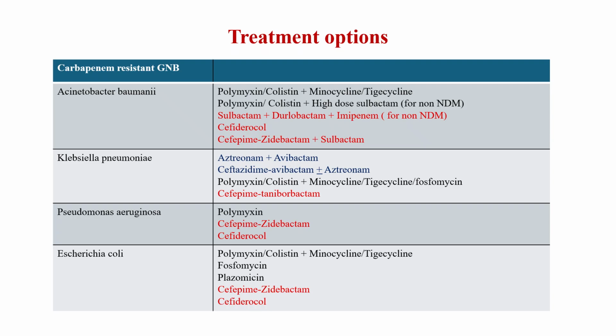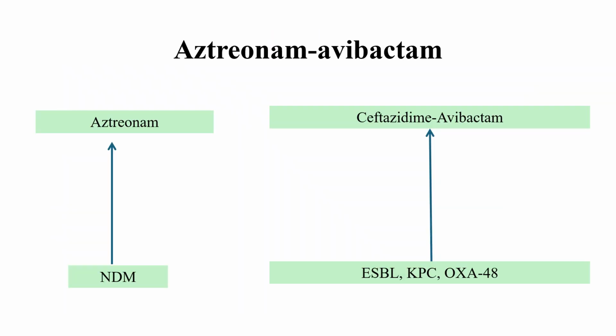Before that, because we didn't have an aztreonam-avibactam combination, we used to use ceftazidime-avibactam with aztreonam. So the principle was ceftazidime-avibactam is effective against other enzymes, other ESBLs, KPC, and OXA48, whereas aztreonam has activity against NDM producing Enterobacterales. So we have discussed it. If you combine both, ceftazidime-avibactam will protect aztreonam from all these enzymes, ESBL, KPC, and OXA48, so that aztreonam can go and bind to penicillin binding protein 3 and thereby kill the bacteria.